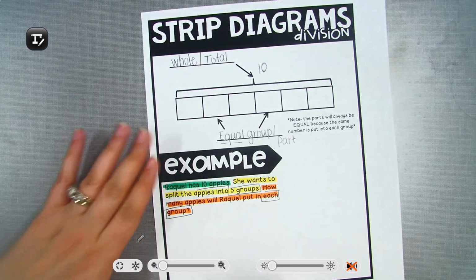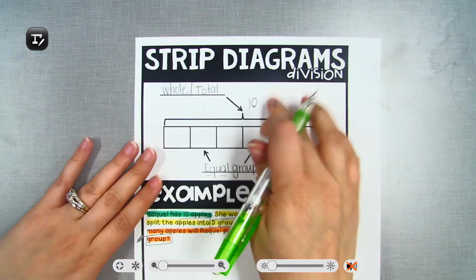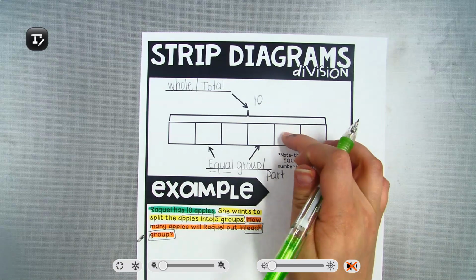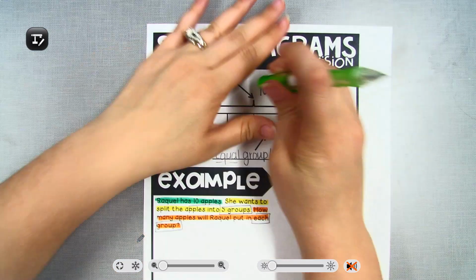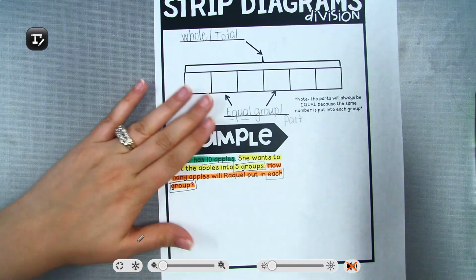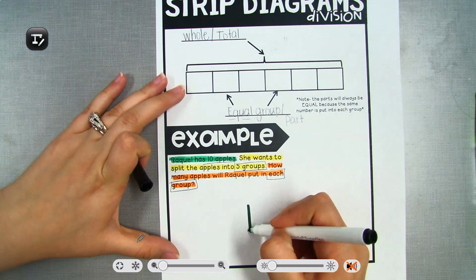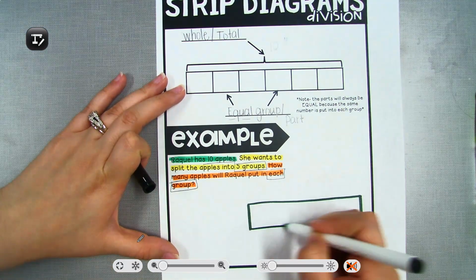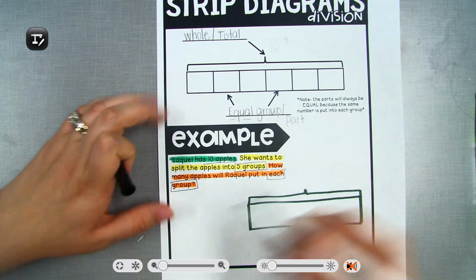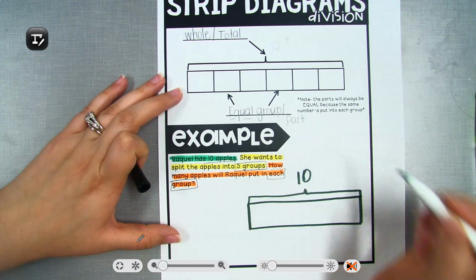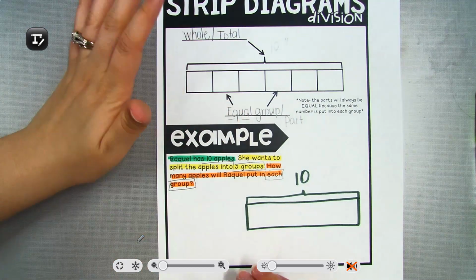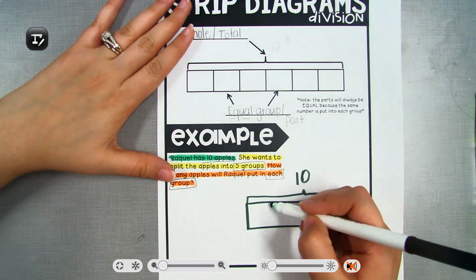Actually, I need to draw it down here. So I'm going to draw my strip diagram. Oh, no, I'm going to use this one. So I already have my total. Actually, this won't work because that's not the right number. I got to redraw it. Okay, so I'm going to draw my strip diagram down here. So here's my strip diagram. Okay, so I know my total. I know I have 10 apples. Okay. I know my groups because it says she's going to put them into 5 groups. So I need to make 5.